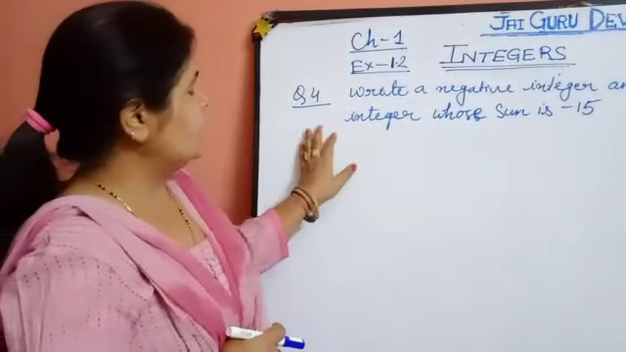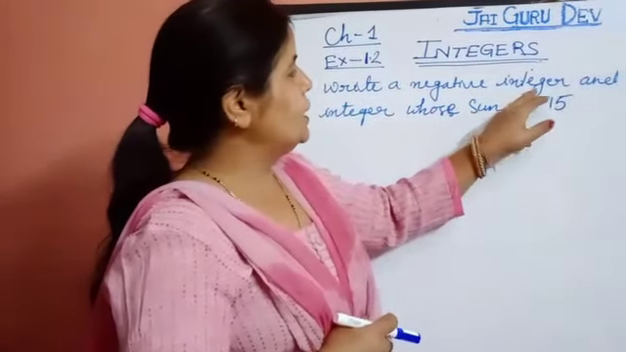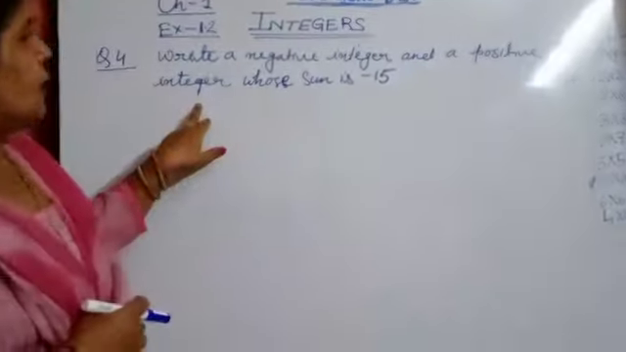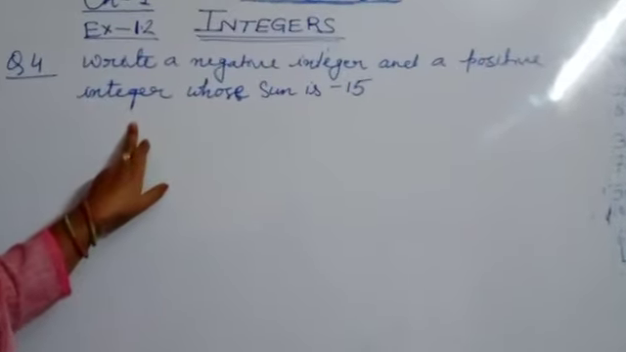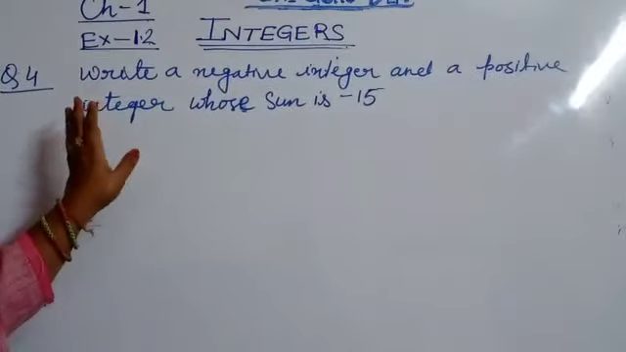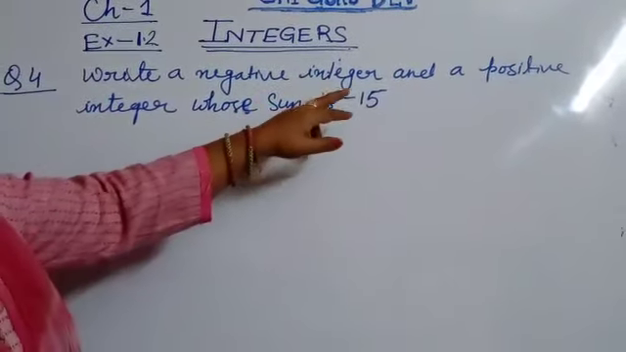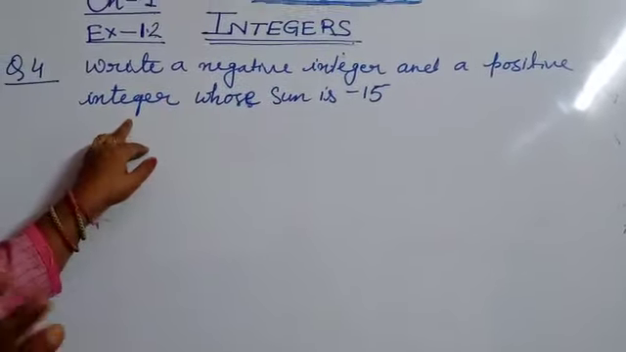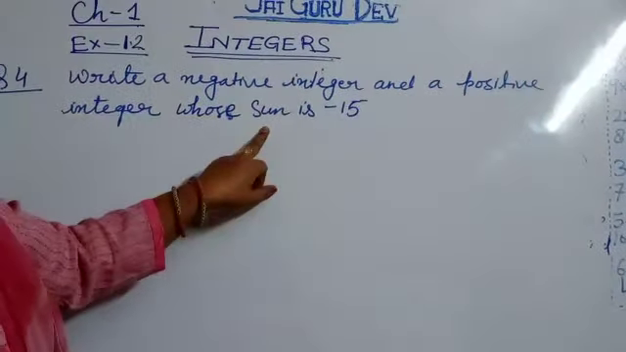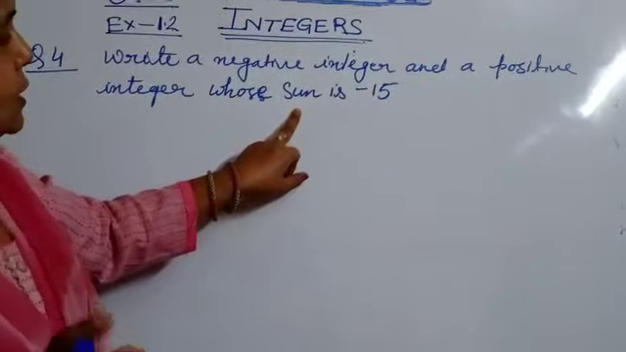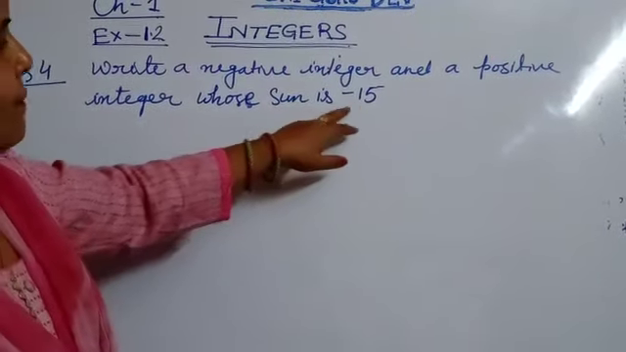Question number 4 is: write a negative integer and a positive integer. In the previous question both the integers had to be negative. This time we have to give a condition: write a negative integer and a positive integer, so this time one should be negative and another should be positive, whose sum should come to minus 15.